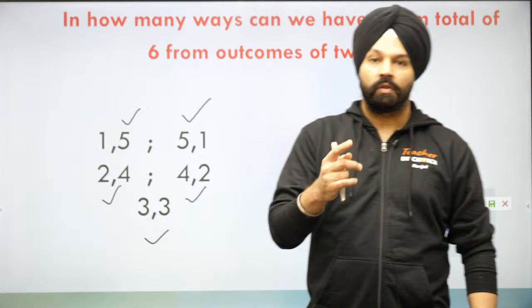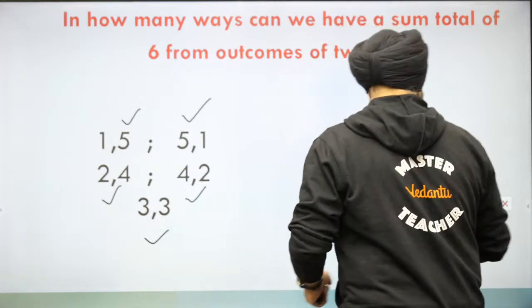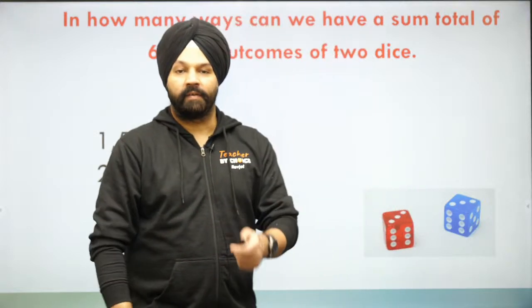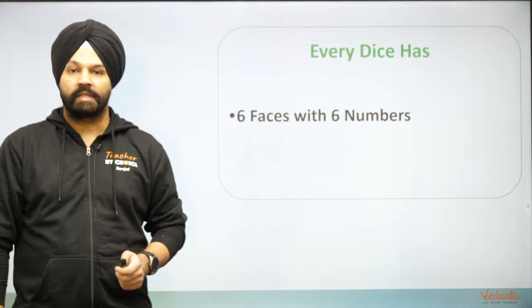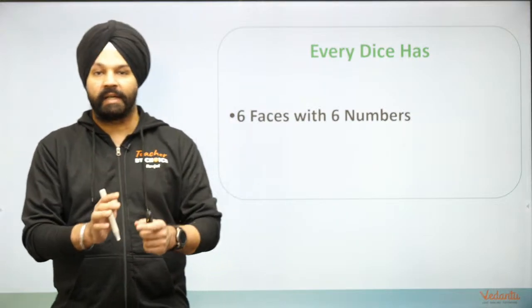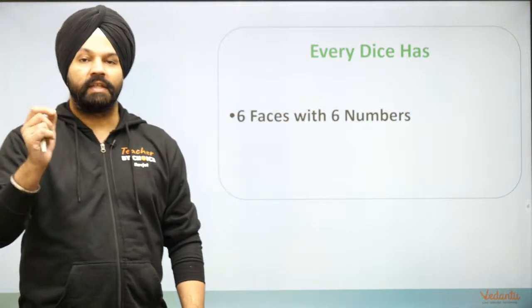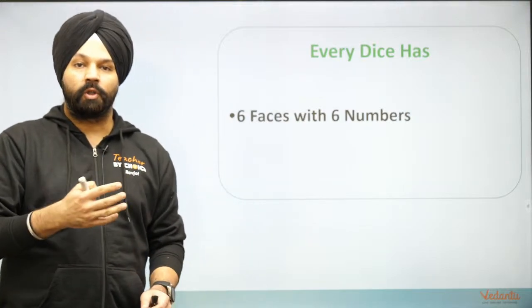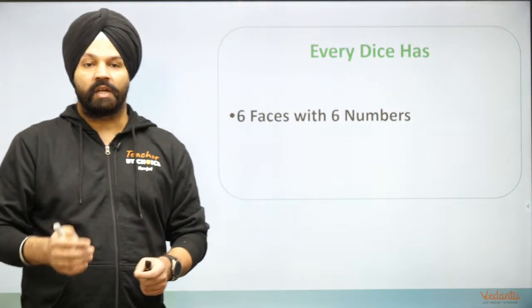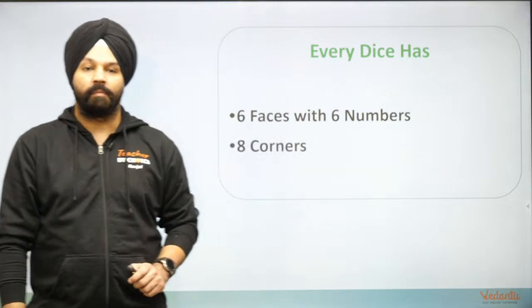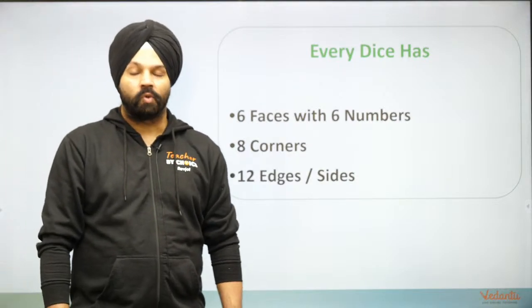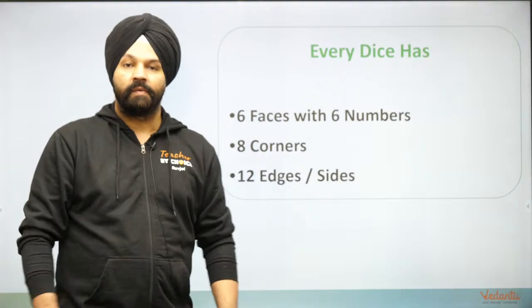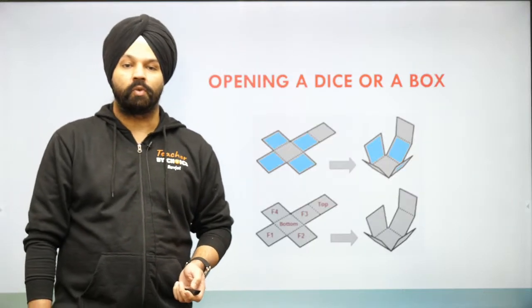Now we are moving on to the basics of dice. Chalo, let's get rolling. So when I talk of dice, every dice has got 6 faces with 6 numbers, right? In special cases, there are certain dice in which numbers are not there, dots are there. Then there are certain dice which have got symbols also. So we shall be covering all those questions also. But in general, every dice has got 6 faces with 6 numbers. It has got 8 corners, and it has got 12 edges or sides. Edges means straight lines, right? So that is clear to you. I hope everyone knows that. So we can move on now.